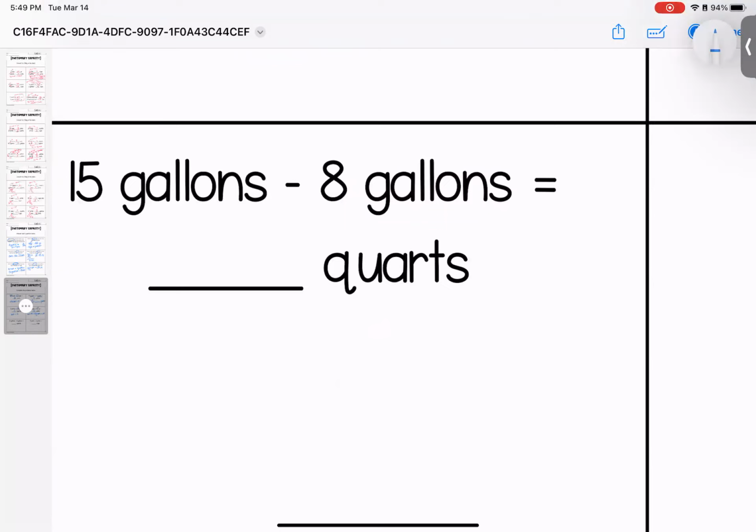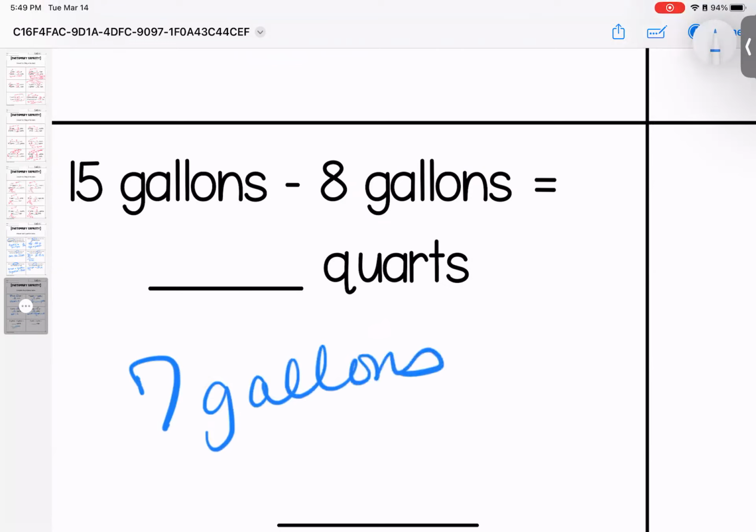15 gallons minus 8 gallons. I can start by subtracting that since they are the same. So 15 take away 8 leaves me with 7 gallons. And I want to turn those into quarts. So every 4 quarts is a gallon. I have to multiply 7 times 4. 7 times 4 is 28.